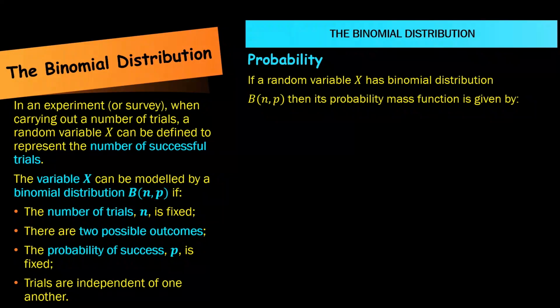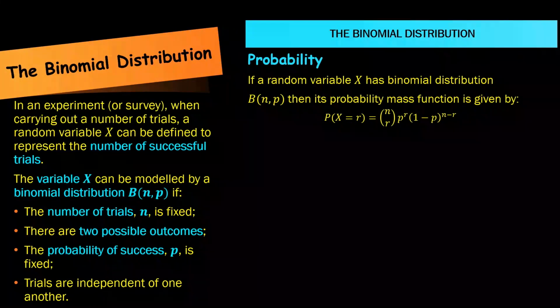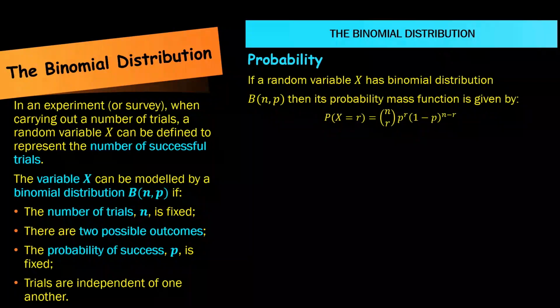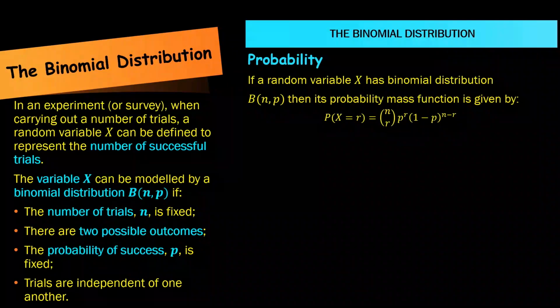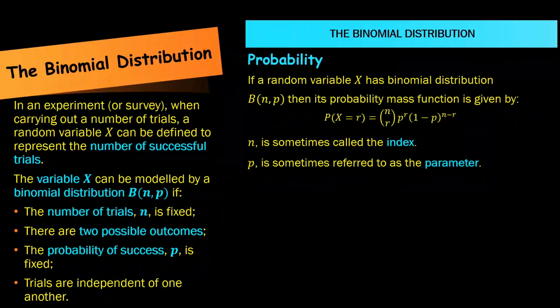If a random variable x has binomial distribution B(n, p), then its probability mass function is given by the probability of x equals r equals n choose r, p to the power r, times 1 minus p to the power n minus r. n is sometimes called the index. p is sometimes referred to as the parameter.